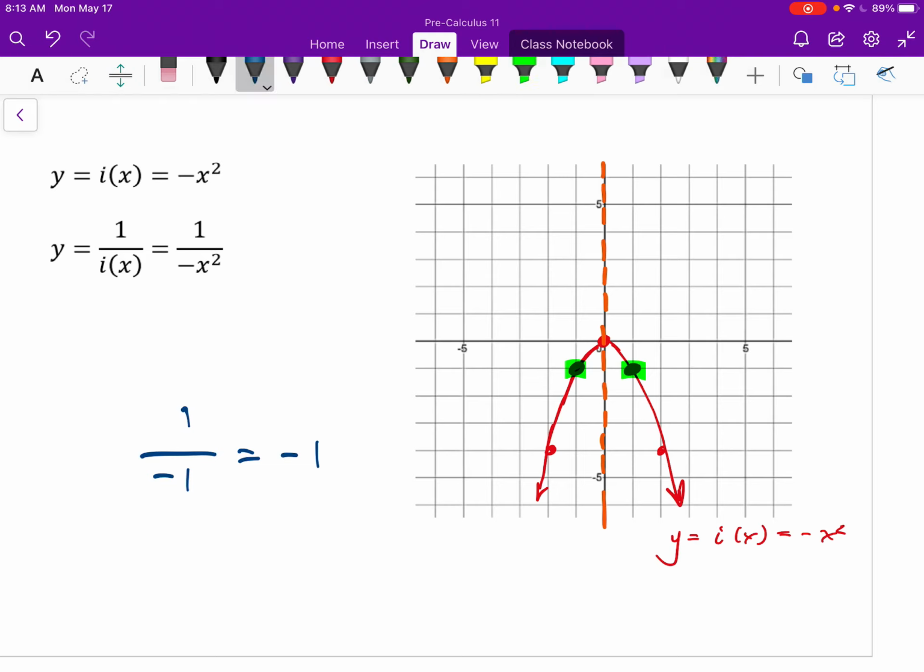And I know it's never going to touch the x-axis. And so it must look something like this, where it shoots down like this, and then the same sort of idea of just going the other way around over here. And again, I really should show the horizontal asymptote as well. There you go. So again, what I sketched in blue is 1 over I of x, or 1 over minus x squared.